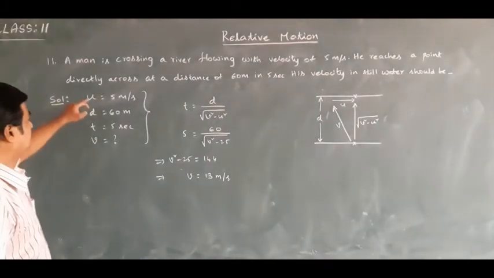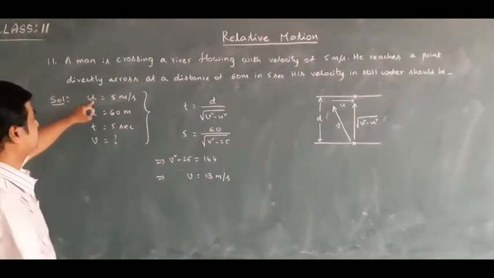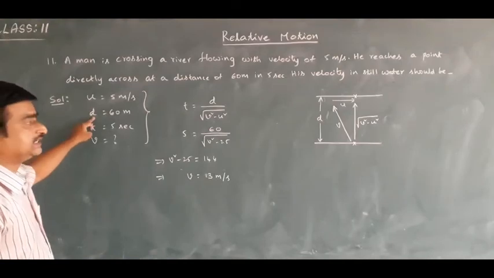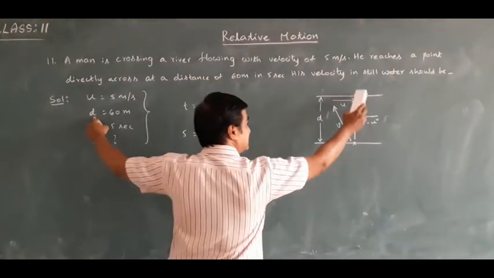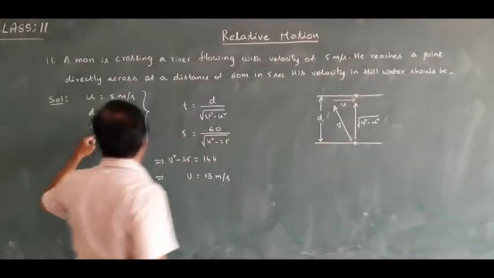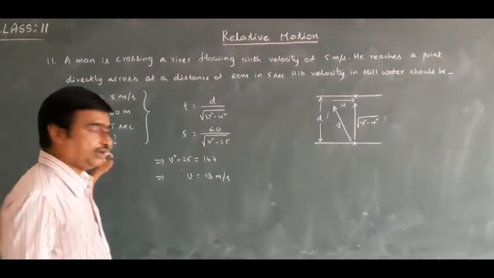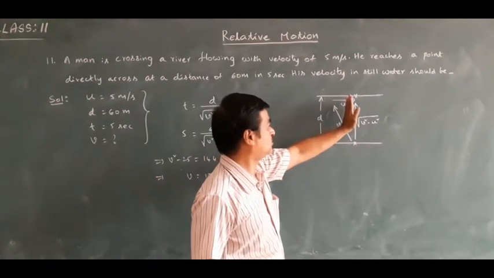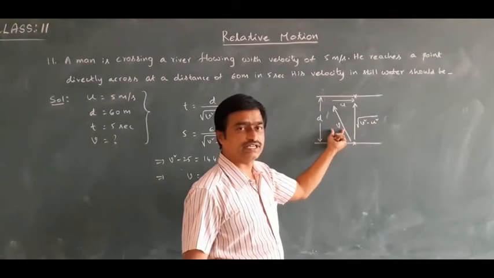See, the velocity of the river is given, and the distance is given, exactly opposite. He took 5 seconds. Then, in the absence of this flow, what is the velocity?